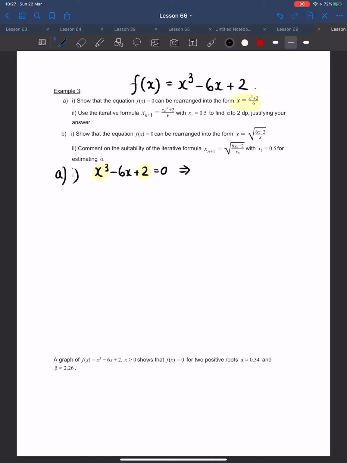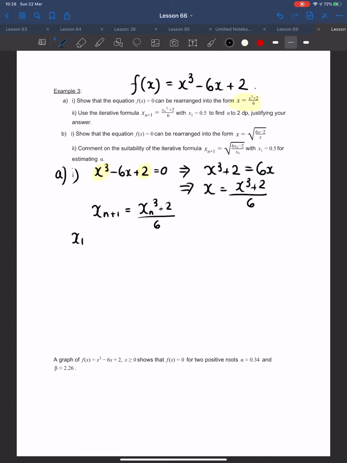So by that, I'm going to say x cubed plus 2, leave that on the left and add 6x to the right. And then we can divide by 6. So we can say x is x cubed plus 2 divided by 6. And when you've got something like that, you can then change it. You can say xn plus 1 equals xn cubed plus 2 over 6. When you've got it in that form with the x on the left and everything else on the right, you can make an iteration.